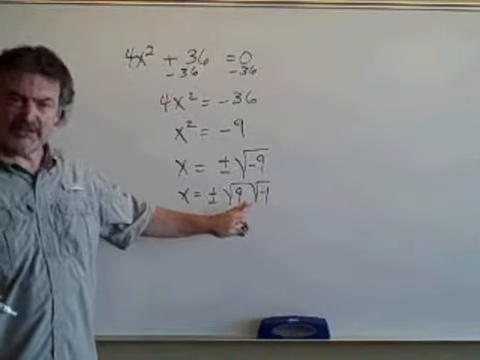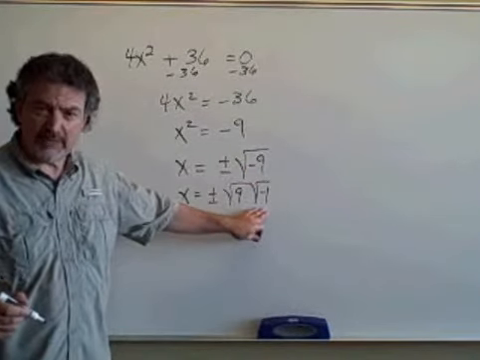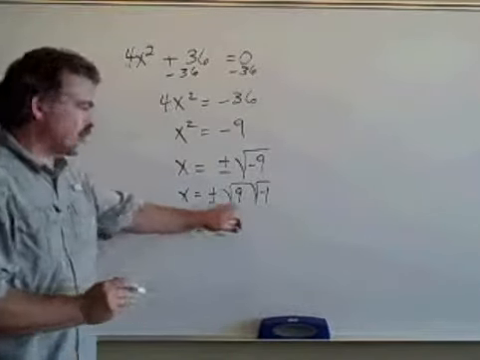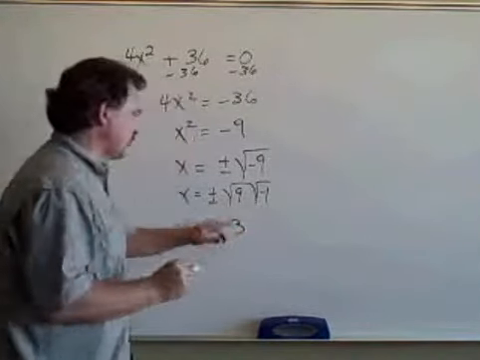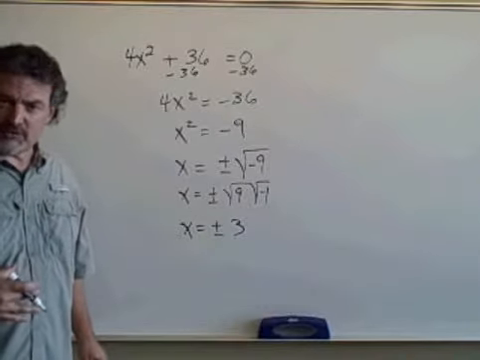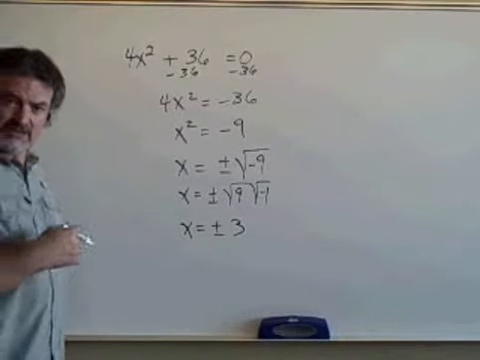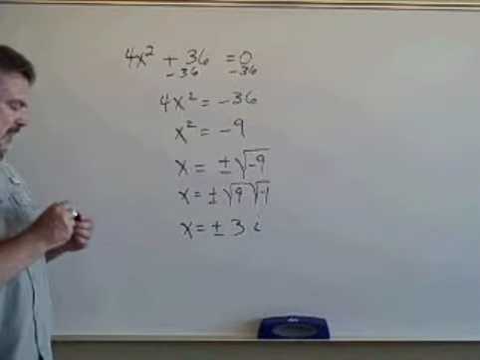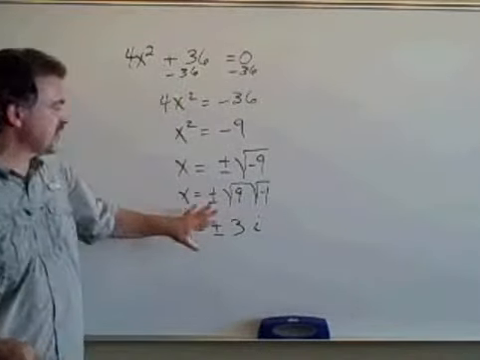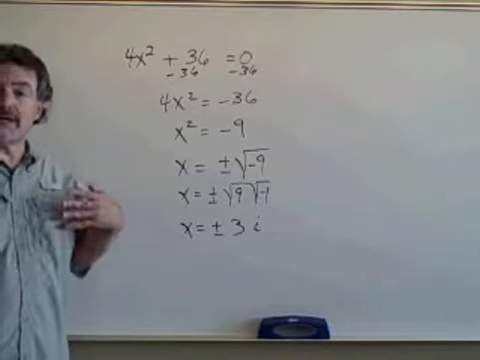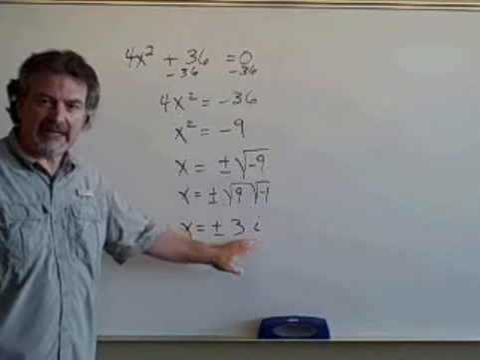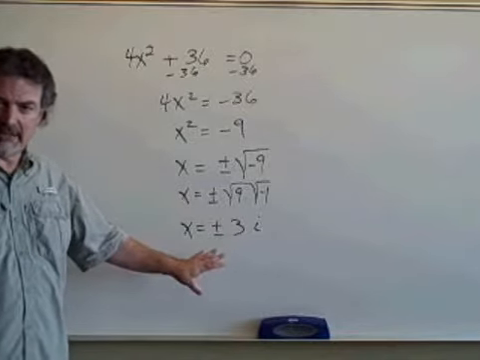We break it apart into the square root of 9 times the square root of negative 1. And the square root of 9 is 3. And remember, what's the representation for the square root of negative 1? That's lowercase i. So the two solutions to this quadratic equation are imaginary solutions. They are 3i and negative 3i.